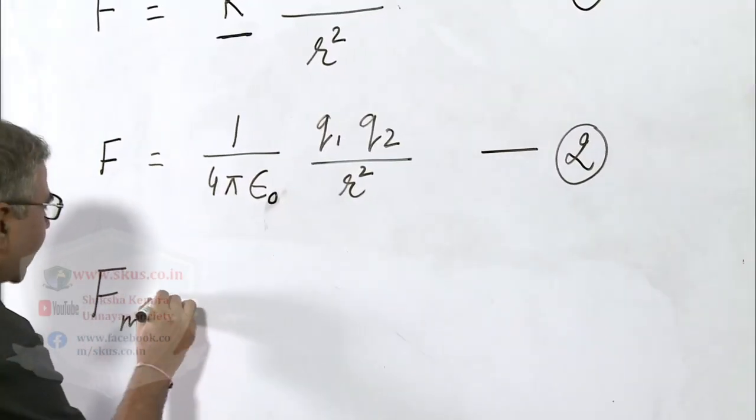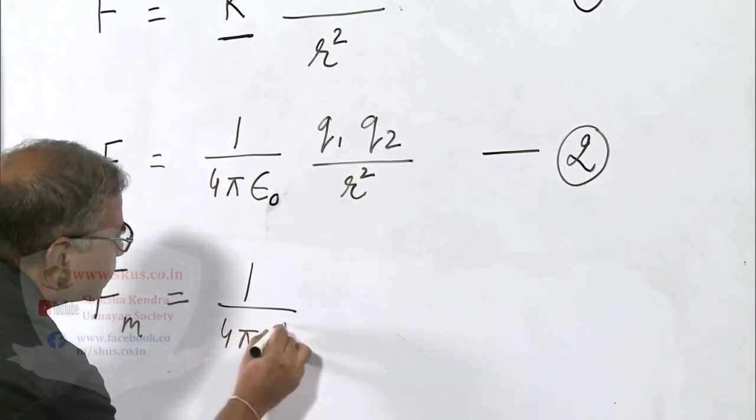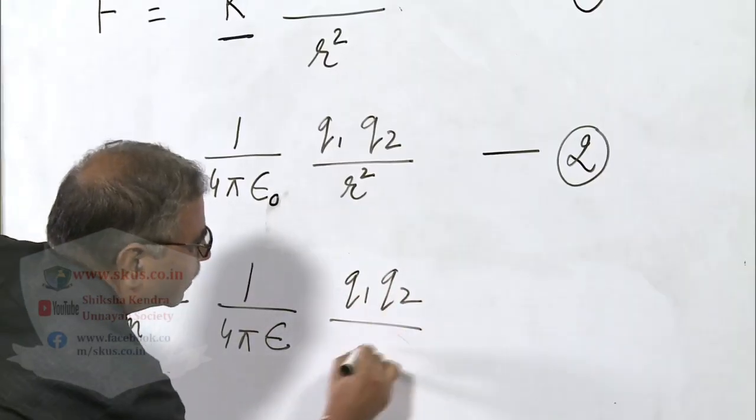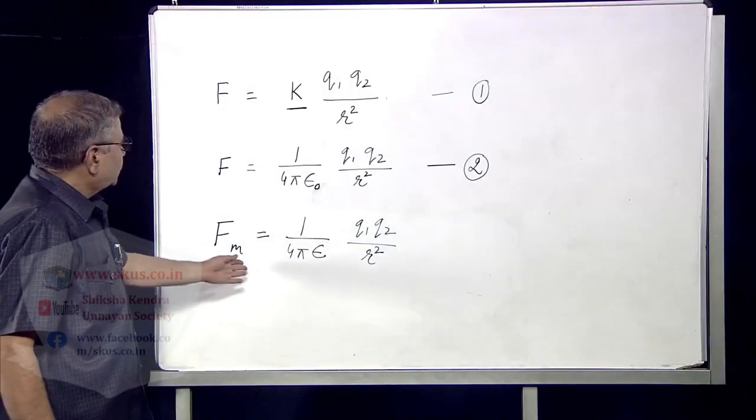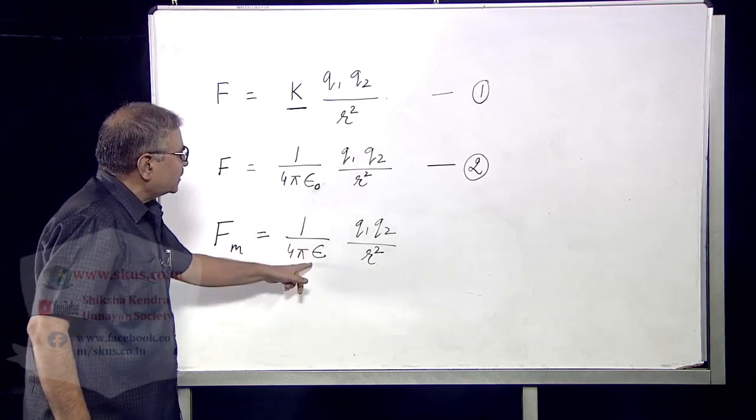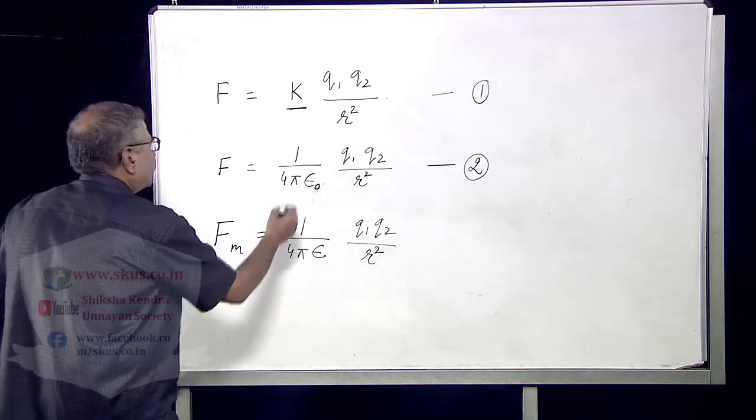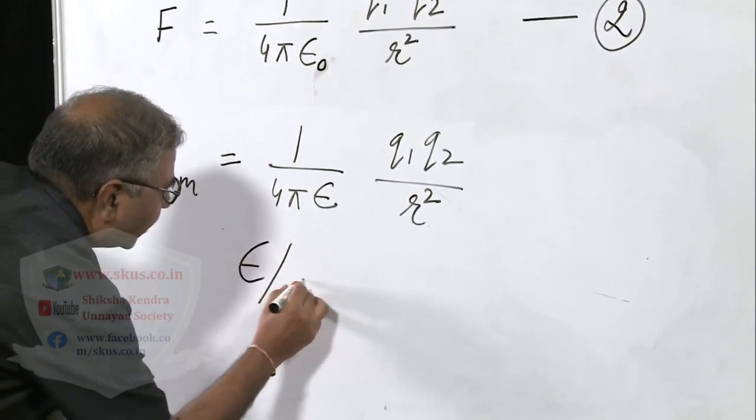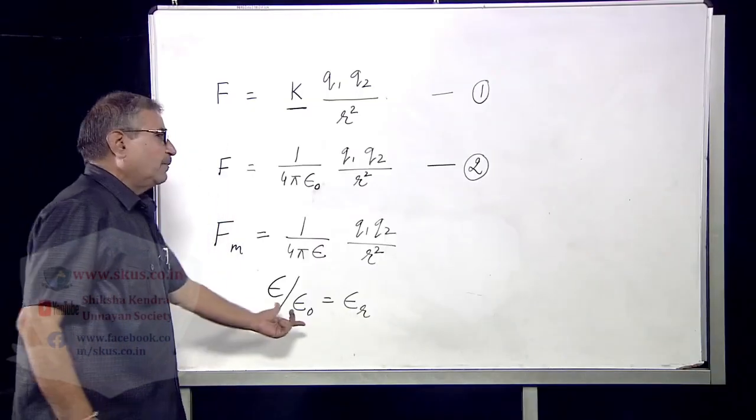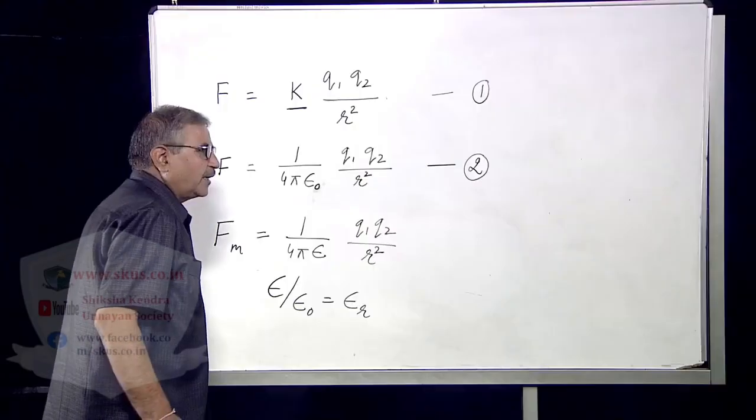If these two charges Q1 and Q2 are kept in a medium, then the force between these two charges can be written as F medium is equal to 1 upon 4 pi epsilon Q1 Q2 upon R square. So you see, when we write the force between these two charges in a medium, epsilon naught is replaced by epsilon. Here epsilon is the permittivity of that medium, and the ratio of epsilon upon epsilon naught is known as epsilon R, the relative permittivity of the medium. The relative permittivity is also known as the dielectric constant of the medium.